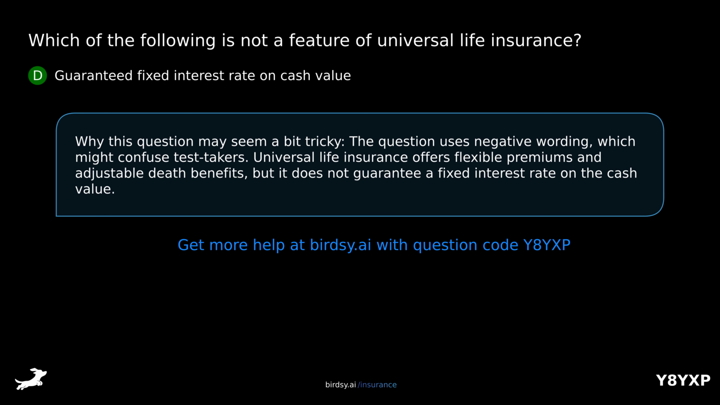Why this question may seem a bit tricky. The question uses negative wording, which might confuse test takers. Universal life insurance offers flexible premiums and adjustable death benefits, but it does not guarantee a fixed interest rate on the cash value.